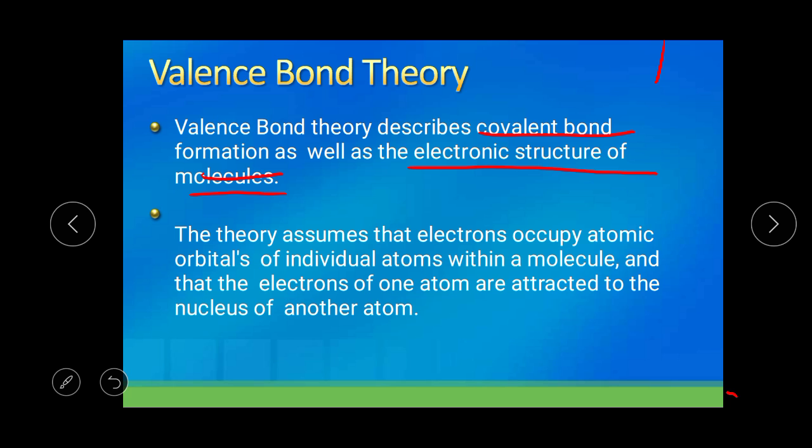And the other assumption is that this theory assumes that electrons occupy atomic orbitals of individual atoms within a molecule, and that the electrons of an atom are attracted to the nucleus of another atom. We know electrons are in atomic orbitals, that is s shell, p shell, d shell, etc. In the case of these atomic orbitals, the valence electrons are combining in the formation of a bond. So the valence electrons are attracted by the nucleus of the other atom.